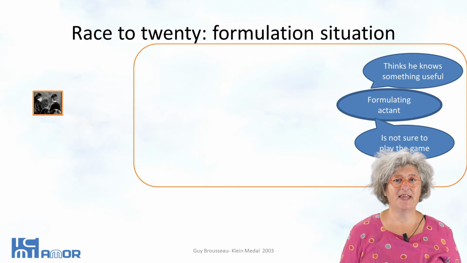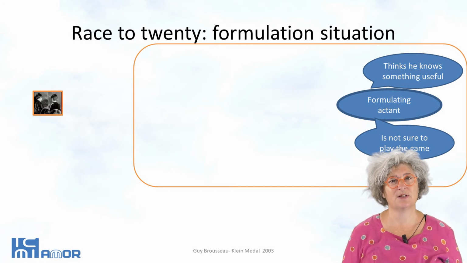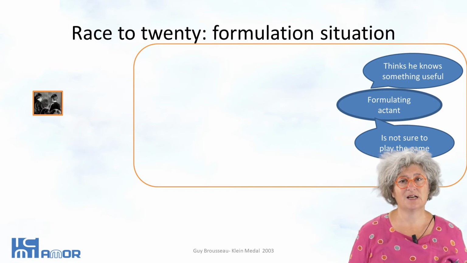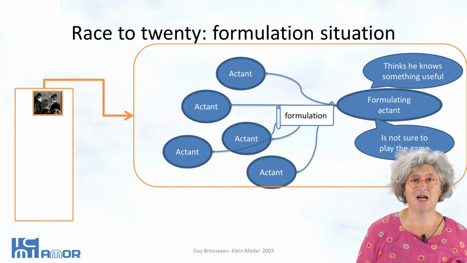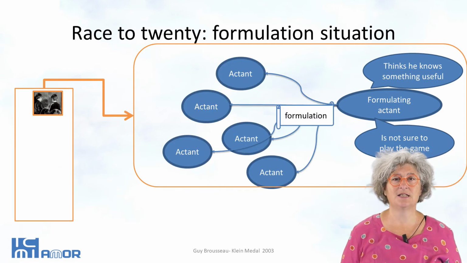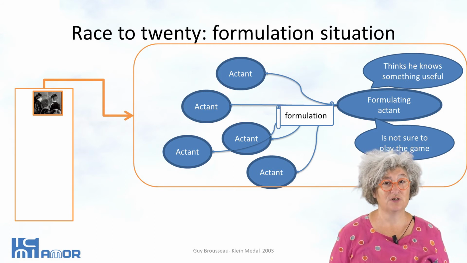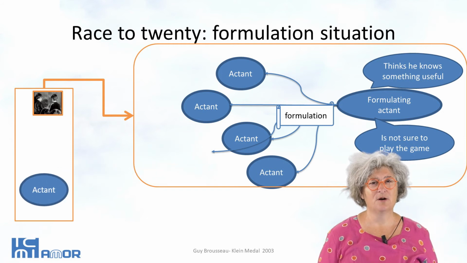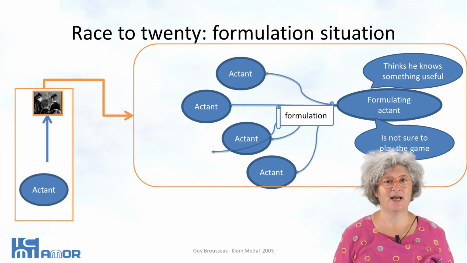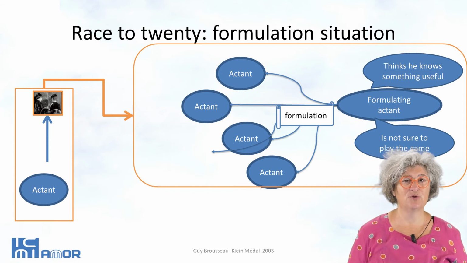If someone thinks she knows something useful that she has discovered during the previous one-against-one game, for instance, if possible you must play 17, she has to formulate her idea for the other players of her team, because she is not sure to play the game. One of the actants will play the game.